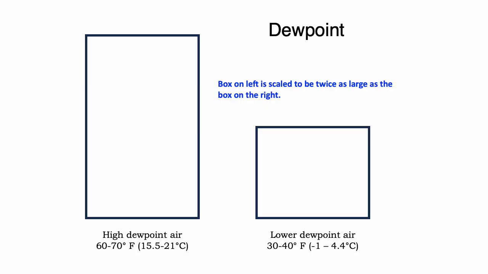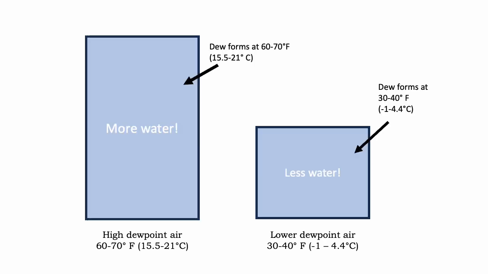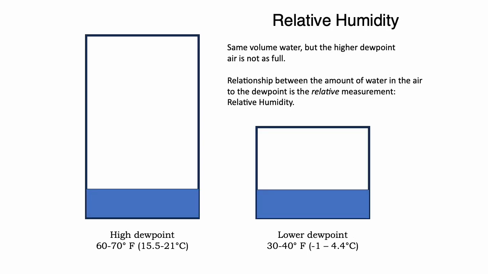The box on the left is scaled to be twice as large as the box on the right. The left is high dew point air, the right is lower dew point air. And if we fill those up with water, you can see the high dew point air can hold more water than the lower dew point air. Dew forms when the air is saturated. It has all the water it can hold.